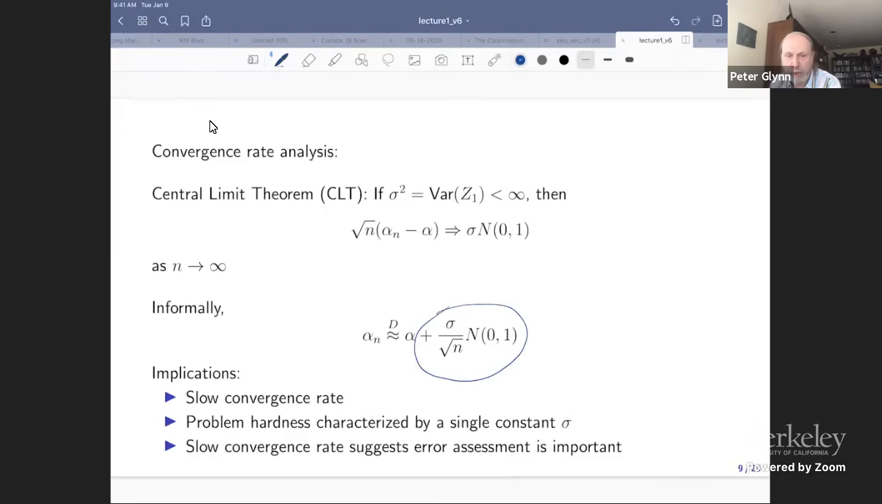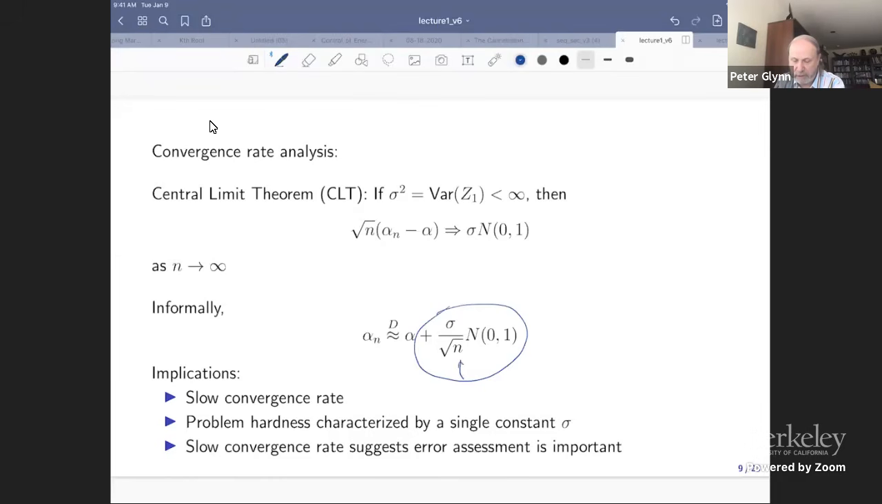Implication number one is that the convergence rate is slow. So in particular, if I want to compute alpha to, let's say, an additional significant figure of accuracy from what I might have currently with a given sample size n, we can ask the question, how much larger do we need to make the sample size to add an additional significant figure of accuracy? And of course, that means multiplying the current accuracy by a factor of 10. In other words, reducing the error by a factor of 10. And we see, because of the square root in the denominator, that as a consequence, we need to make n larger by a factor of 100. So every additional significant figure involves multiplying the sample size by a factor of 100.